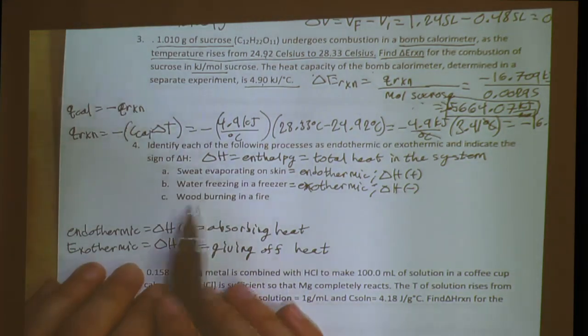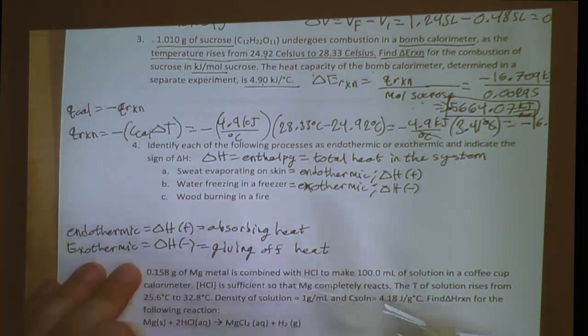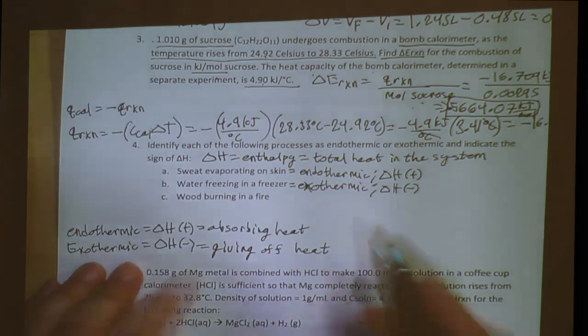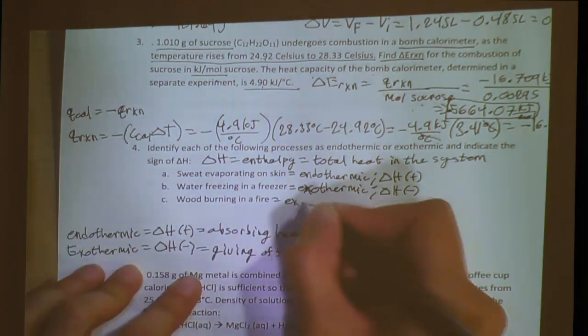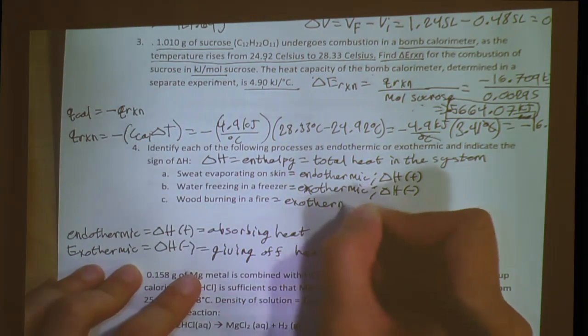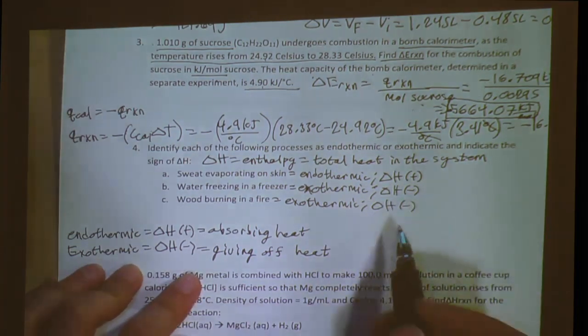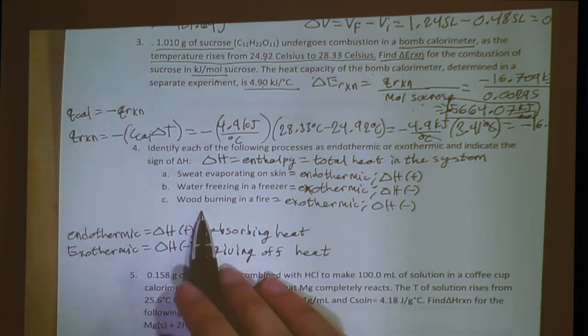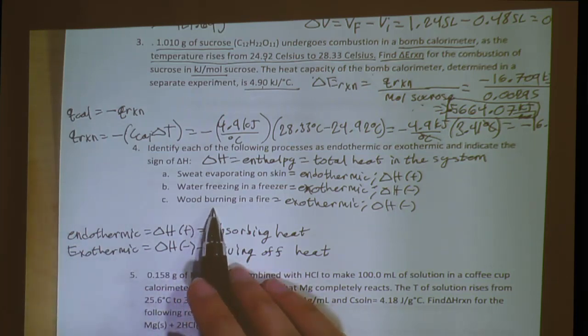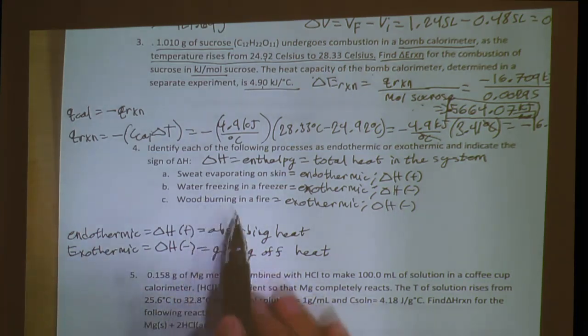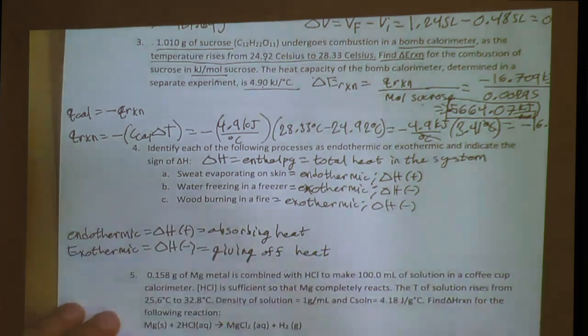Now, what about question C, wood burning in a fire? Yeah, perfect. That's also going to be exothermic, which means our change in delta H is going to be negative. If wood is burning, it's giving off heat. It's literally on fire, so it's giving off that heat. Okay?